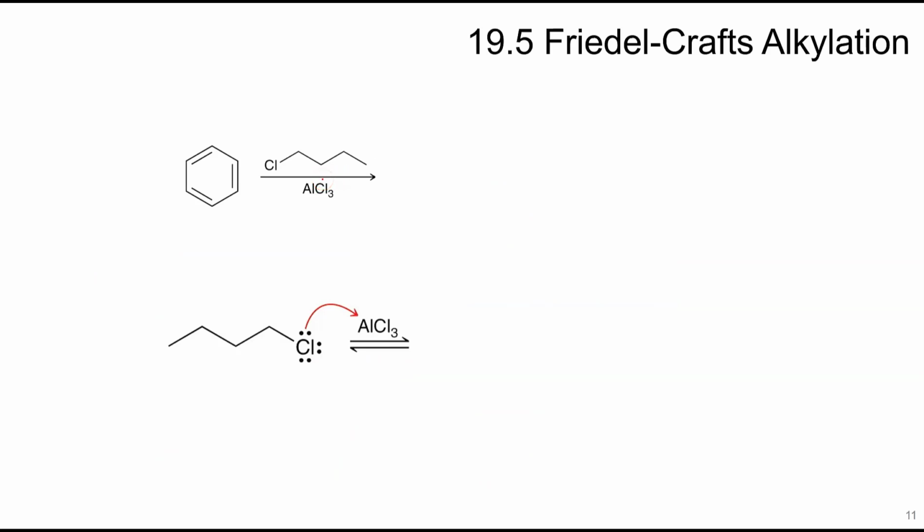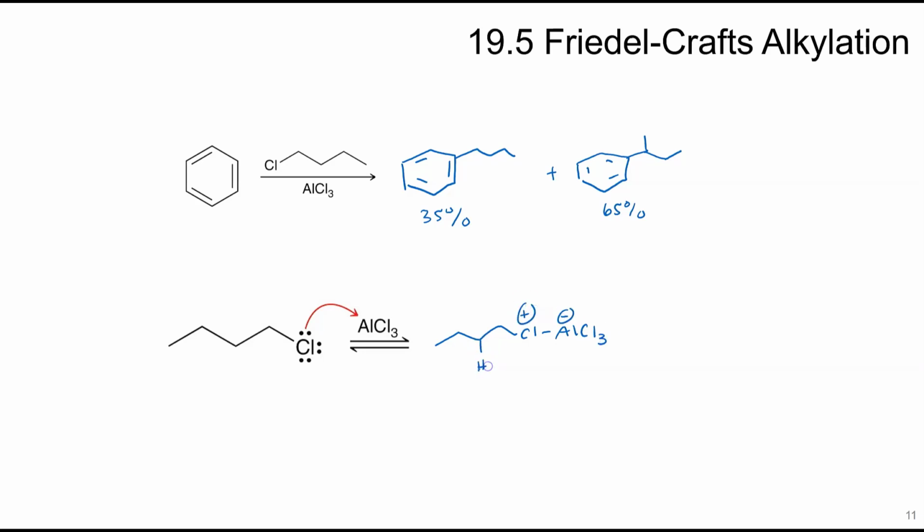If you try to add chlorobutane with aluminum trichloride, we're going to get two products. We'll get the product that you probably were expecting, plus this one. And probably more of the one that you didn't want. The reason that this forms is once chlorobutane reacts with aluminum trichloride, we can get a hydride shift when that carbocation forms. The secondary carbocation is formed. So this one is due to the rearrangement.